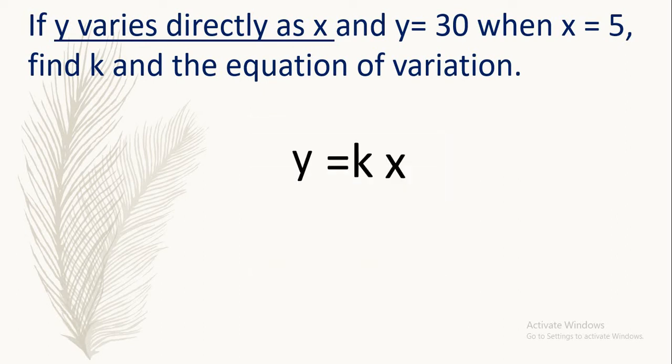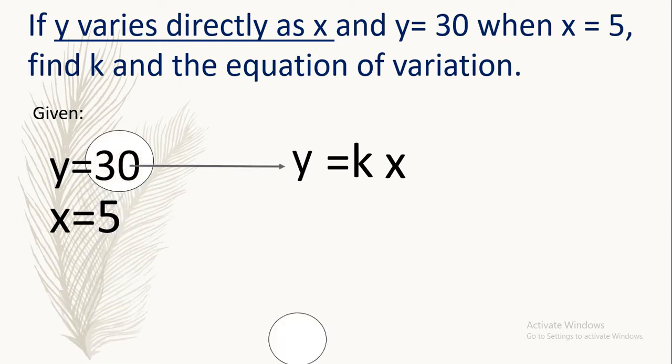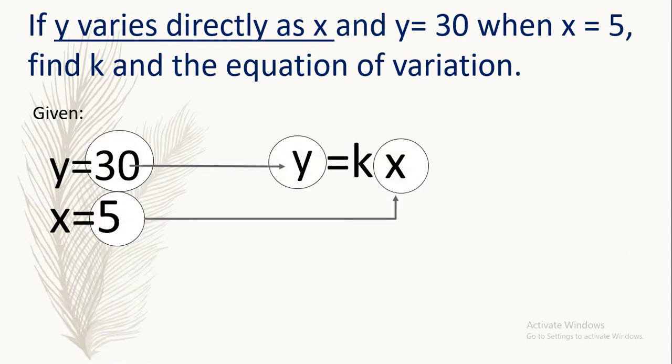And still, our equation is y is equal to kx, and this equation is as is. So yung y and x is given in this statement, y varies directly as x. So hindi natin siya papalitan. So let us write the given, y is 30 and x is 5. Okay, so yan lang siya. Then we will now substitute the values, which is y is 30 and x is 5.